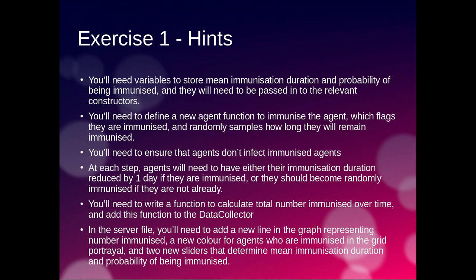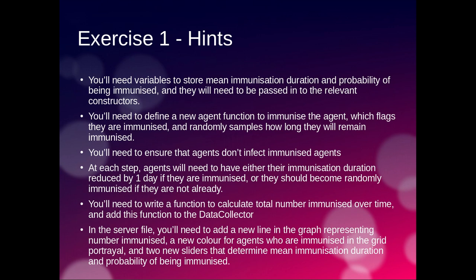You're going to need to ensure that agents don't infect immunised agents, so you're going to need to think about your infection function. At each time step in the model, agents will need to either have their immunisation duration reduced by a day if they're already immunised, or if they're not already immunised, they should become randomly immunised. So much in the same way as infection. So you're going to need to check whether they continue to be immunised. Reduce it by a day if they're now no longer immunised. You'll need to update that in the same way you did for checking the remaining infection duration.